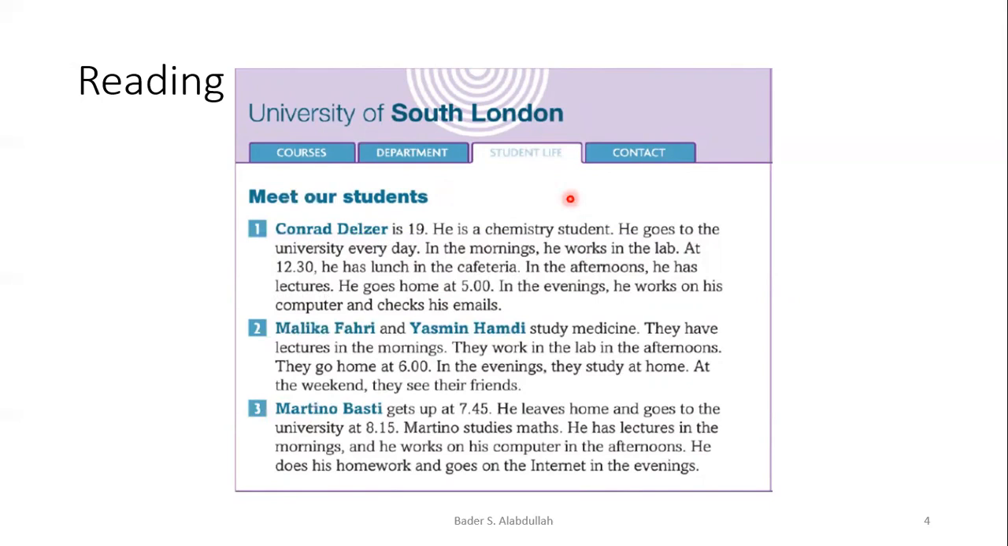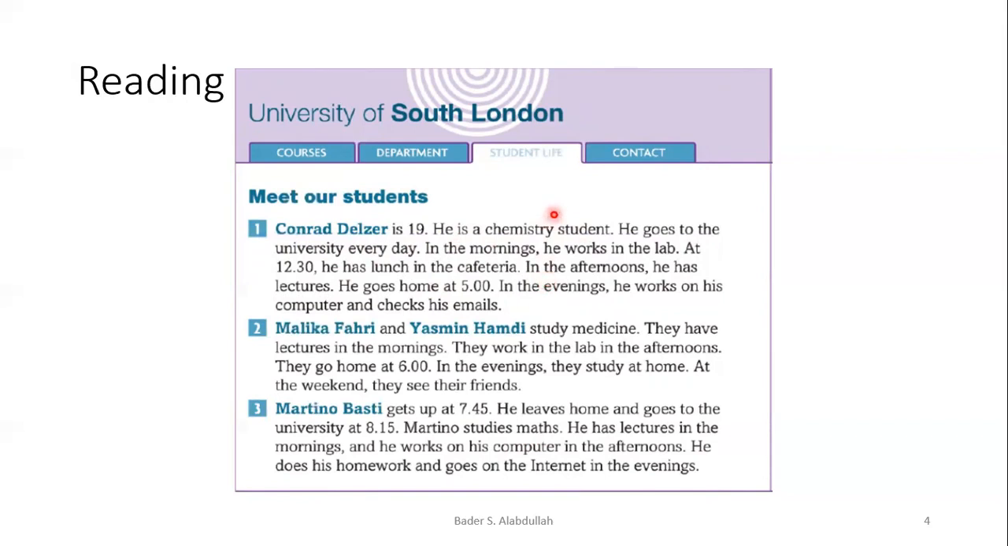And just by looking at them, looking at the paragraphs, just look for the keywords, some important numbers, like Conrad is 19, Yasmin and Malika, they study medicine, okay? Martino studies math, okay? So how about Conrad? What does he study? Okay, just look at it. It's over there. He is a chemistry student, so he studies chemistry. Okay, just like that, without reading everything. Okay, we get the information that we need.